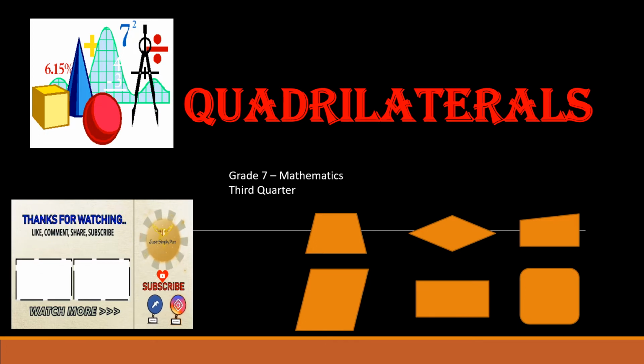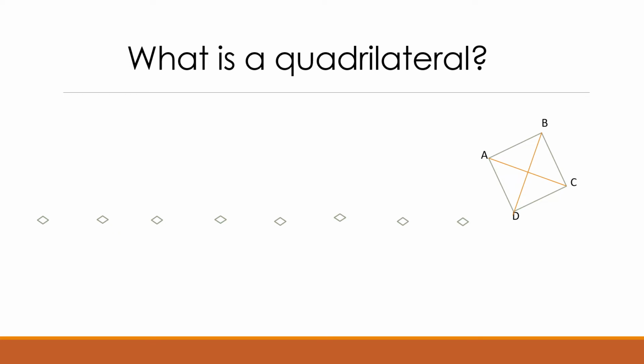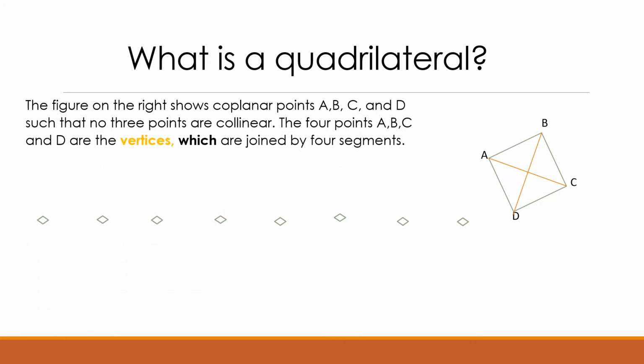Alright. Our lesson for today is about quadrilaterals for grade 7 mathematics, third quarter. What is a quadrilateral? A figure on the right shows coplanar points A, B, C, and D, such that no 3 points are collinear.